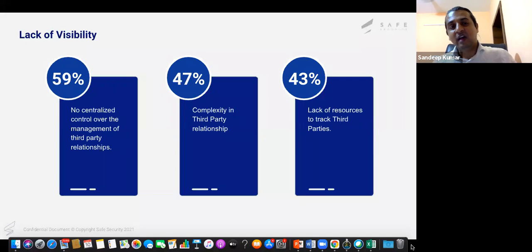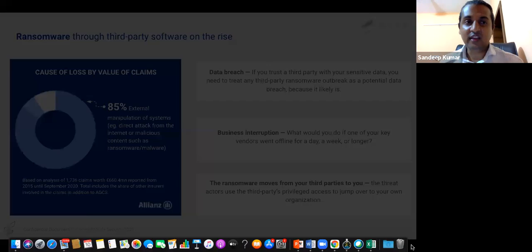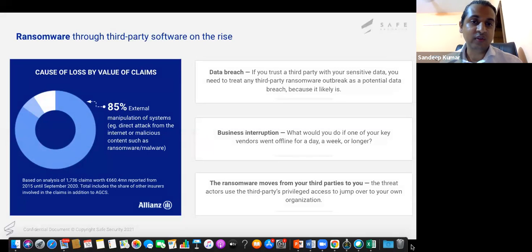Obviously, apart from all of these, what has also been worrisome for organizations is the increase in ransomware through third-party software. Of course, we've seen the likes of the Kaseya or SolarWinds attacks, where attackers very smartly move the ransomware from the third parties to the first party using privileged access. And not just that, if you are working with a third party who has access to your sensitive data, any attack or ransomware outbreak at the third party is as good as a potential data breach in your hands as a first-party organization.